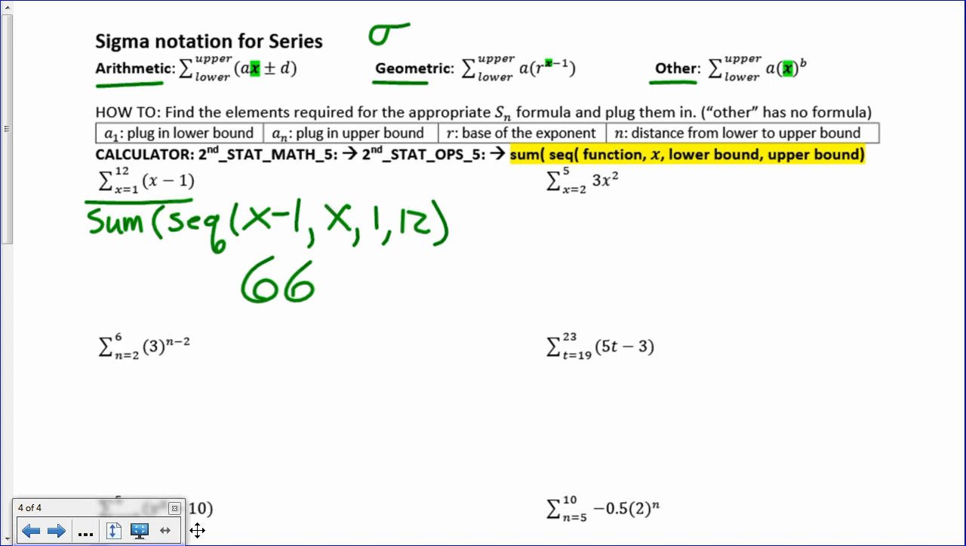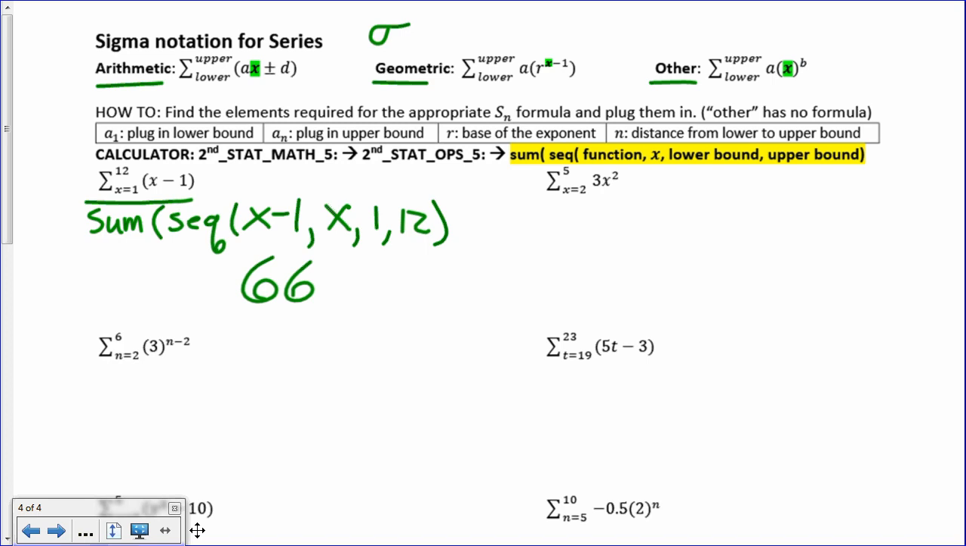You hit second stat, math 5, second stat, ops 5. That gets it all set up. You should have sum and then sequence. Then you tell it what the function is, what the variable is, and what your lower and upper bounds are, and push enter. It does all of the formula work for you. You just have to give it the information it needs, and it'll give you the number.